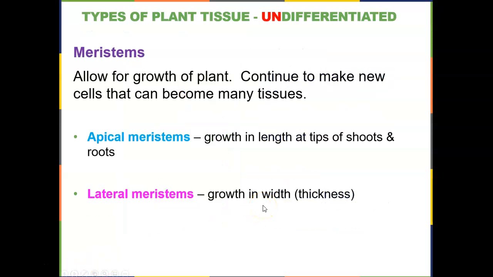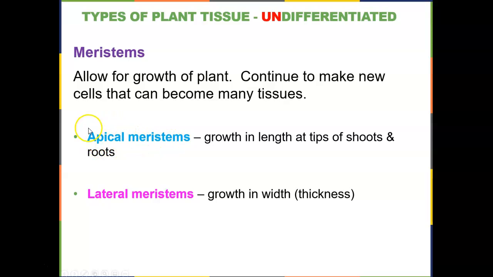Now, for types of plant tissues, we have undifferentiated tissues, and then we also have differentiated. So when I say undifferentiated, what I mean is that these are tissues that allow for continuous growth of the plant. They are the stem cells of the plant and can become any one of the plant tissues. So as the plant continues to grow, it will draw on the meristem tissue in order to become new parts of its body. So we know that there are apical meristems.